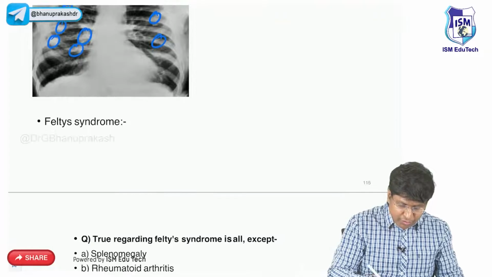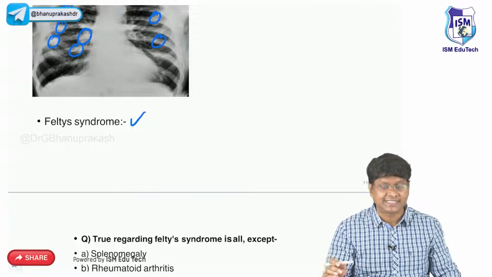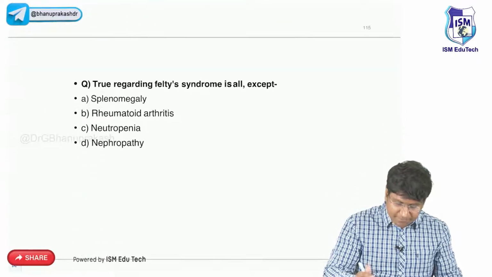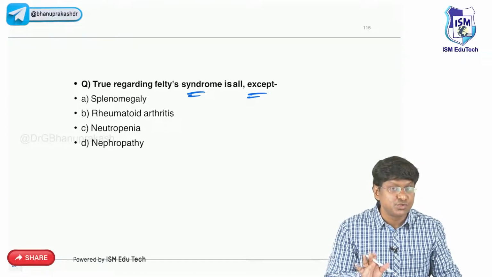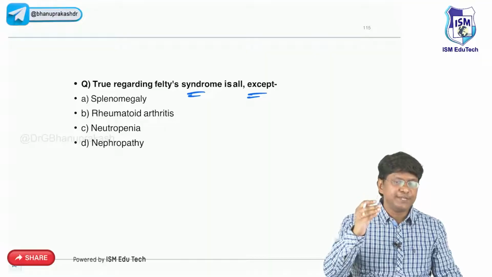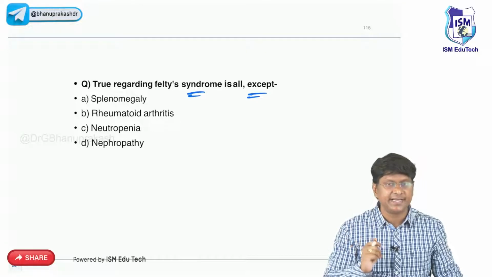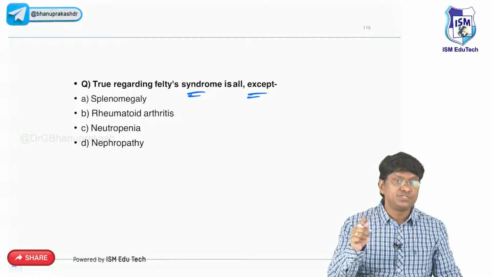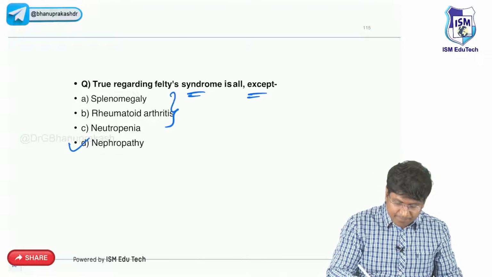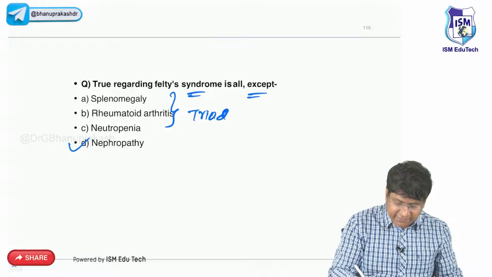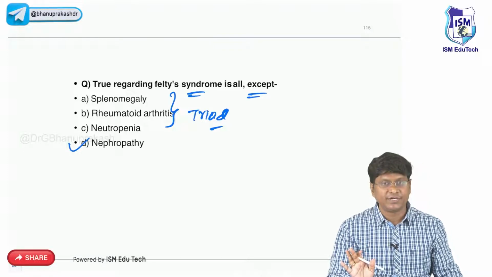One more syndrome you need to be very much aware of is called Felty's syndrome. Now see this question: true regarding Felty syndrome is all except, which is not included in Felty syndrome? Splenomegaly, rheumatoid arthritis, neutropenia, and nephropathy. So which is not included in Felty syndrome? That will be nephropathy. So this is a triad that will be there in Felty syndrome, which is a part of rheumatoid arthritis.